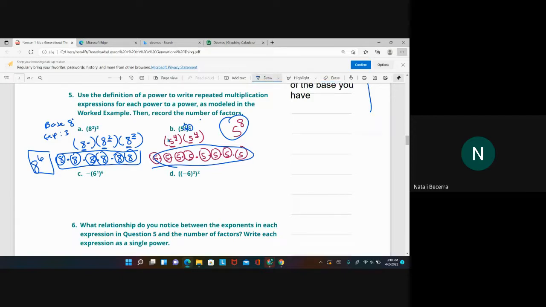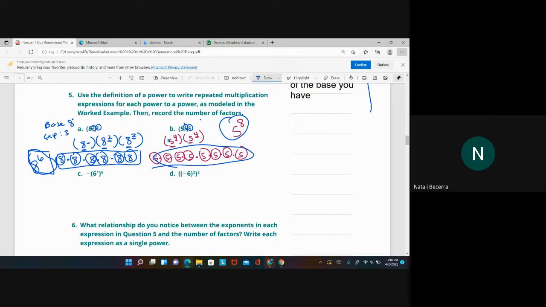Right here, I had 2 on the inside, 3 on the outside. 2 times 3 is 6. And look, that's what I got, right? So you keep your base and you multiply the exponents. That's whenever you have 2 exponents, like if you have an exponent on the inside of the parentheses and one on the outside. Okay? All right, so let's move on to C.